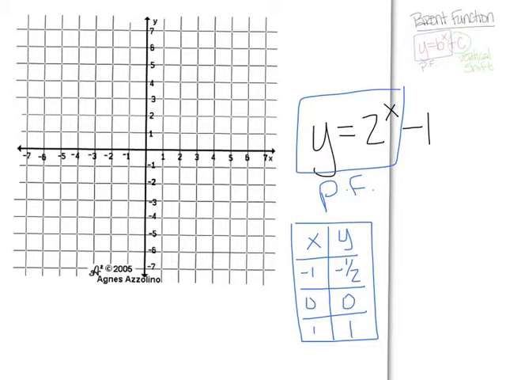So when x is -1, y is -1/2. When x is 0, y is 0. When x is 1, y is 1. So we can go ahead and draw in the curve that is y equals 2 to the x minus 1. We took the parent function of y equals 2 to the x and dropped the whole thing down 1 unit.